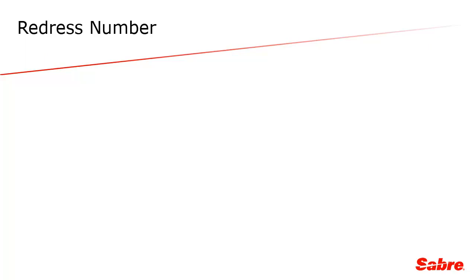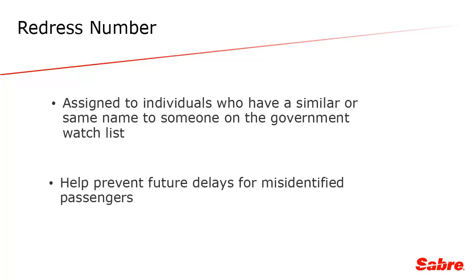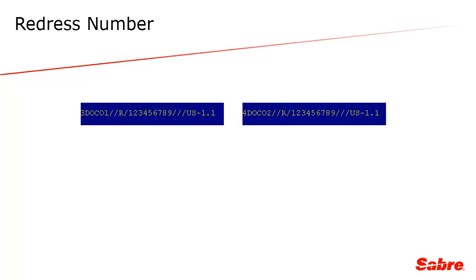A redress number is a unique number that the Department of Homeland Security assigns to individuals who have a similar or same name to someone on the government watch list. Redress is an opportunity for passengers who believe they have been improperly or unfairly delayed or prohibited from boarding an aircraft to seek resolution and avoid future delays. Secure Flight uses the results of the redress process in its watch list matching process to help prevent future delays for misidentified passengers. This is the format to include a redress number in the PNR.